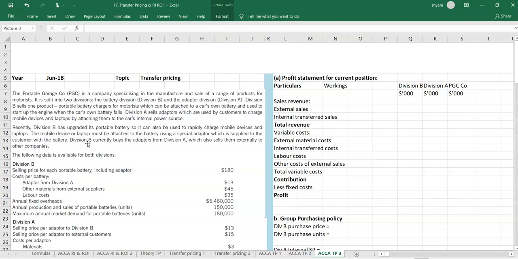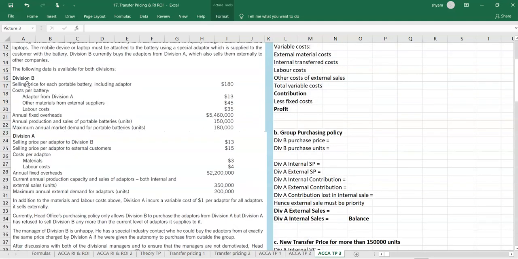So ultimately we have come to the concept. Division B is the buying division and it buys from Division A, which also sells them directly to other companies. So Division A also has an external customer base. These are the data. The selling price for each portable battery including the adapter is $180. The cost per battery is given. The adapter purchased from Division A is $13. Other materials from external suppliers are $45. Labor cost is $35.